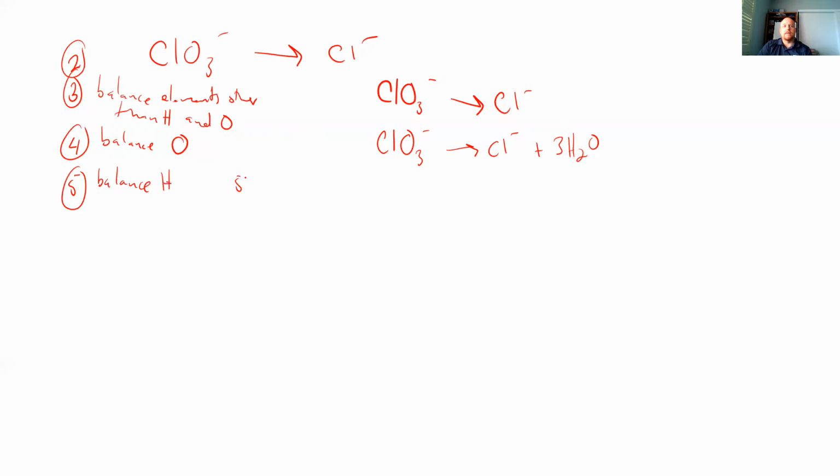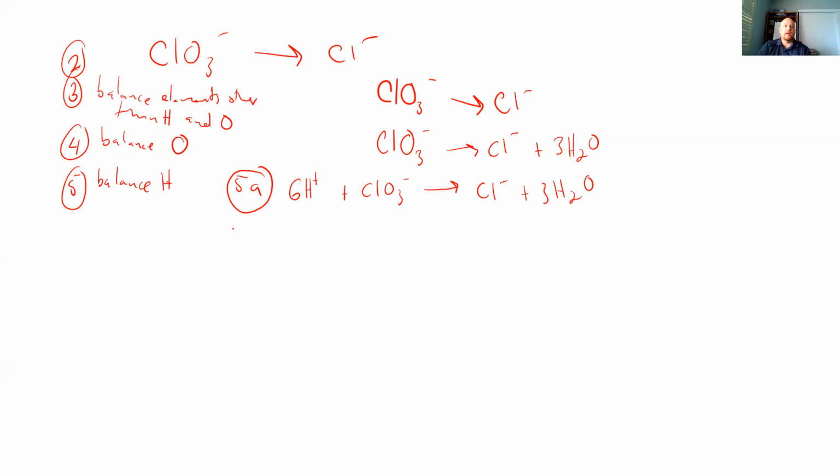Okay, so 5A, I've got to figure out how many hydrogens do I need, how many hydronium ions do I need. So 3 times 2 hydrogen gives me 6 hydrogens on the product side and none on the reactant side, which means I need to add 6H plus to my reactant side: 6H plus plus ClO3 minus reacts to form Cl minus plus 3H2O.